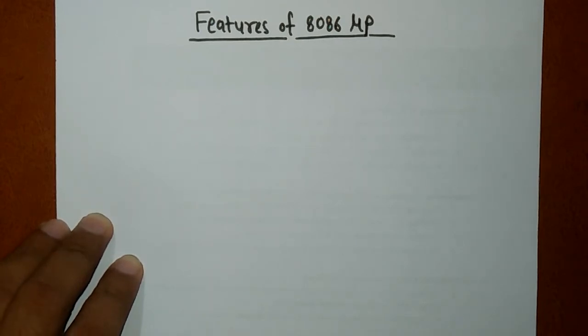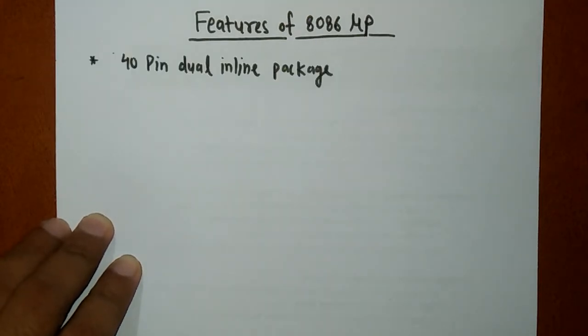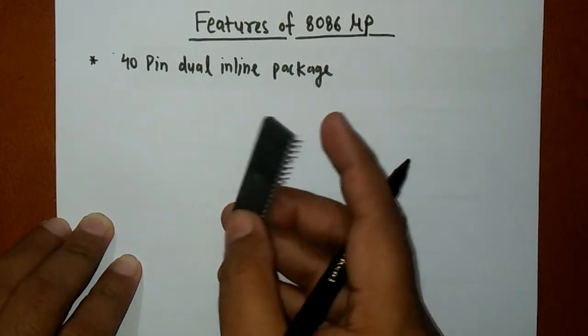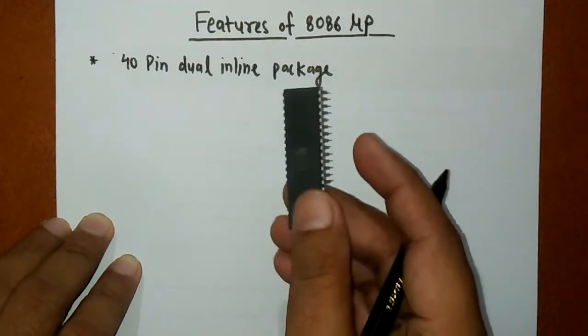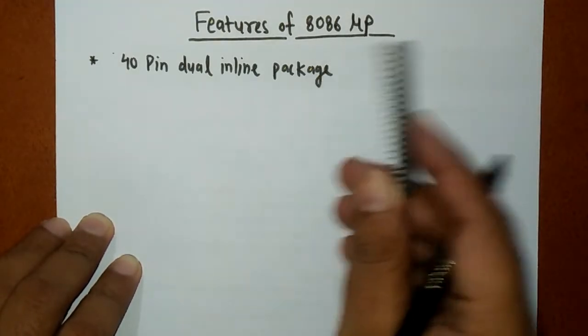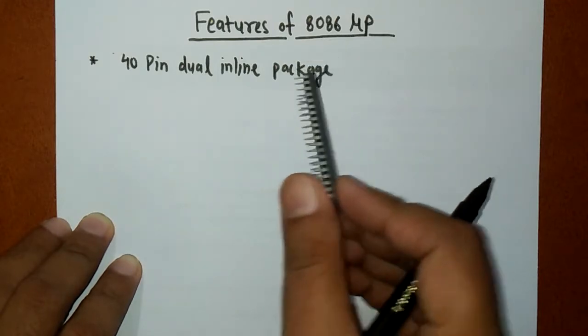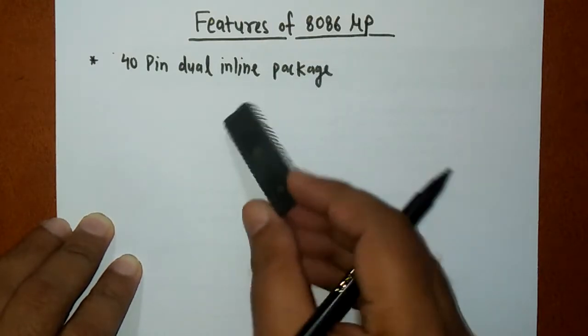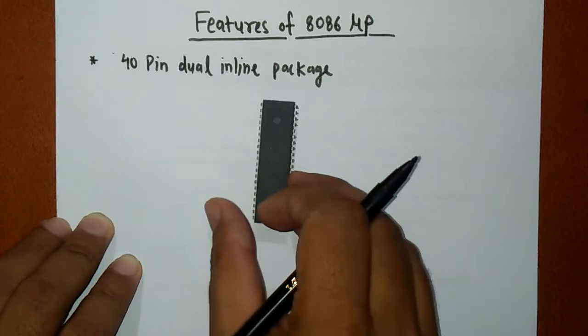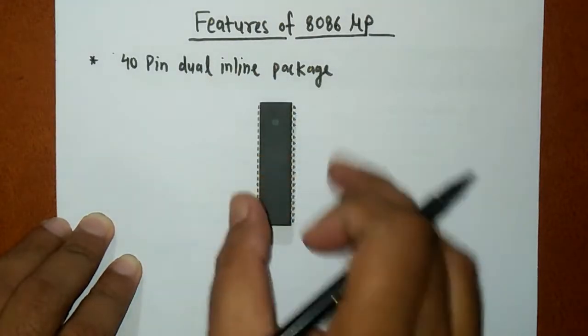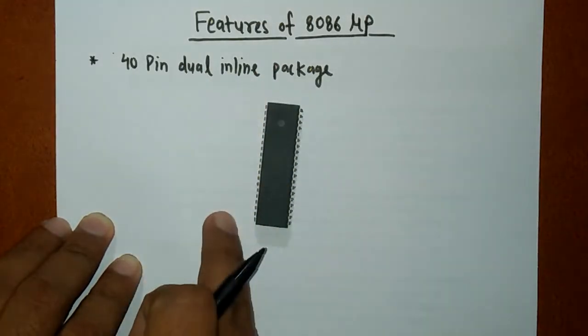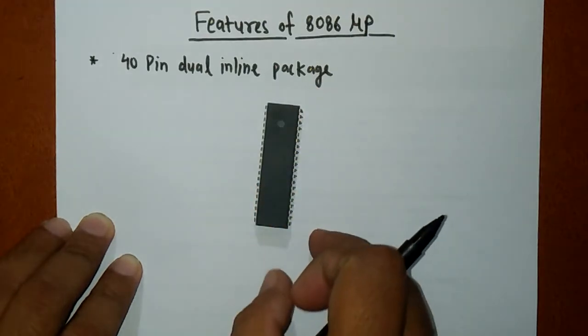So first point is that it is a 40-pin dual inline package IC, and what do we mean by this? That it will look like this. This is a 40-pin IC and this is not 8086 microprocessor, but yes, 8086 microprocessor will look just like this. This is a 40-pin IC and this is an example of dual inline package. 20 pins are at this side and 20 pins are at this side.